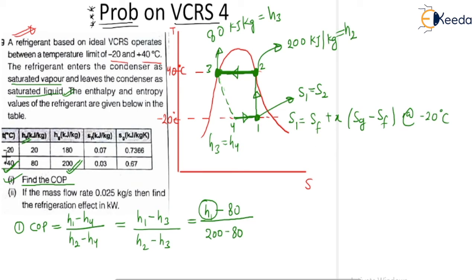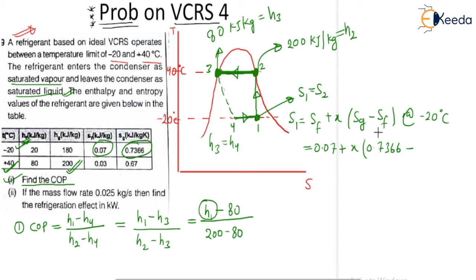Is it right now? At minus 20 degrees, what is the value of sf? At minus 20 degrees, the value of sf is 0.007 as per the given data, and the fractional value, that means x, is unknown. And here again the sg value at minus 20 degrees is 0.7366.